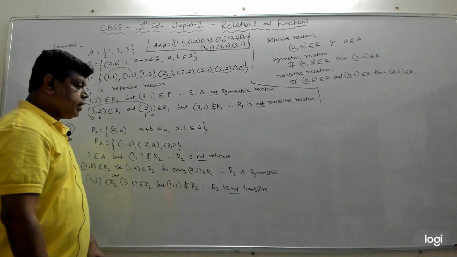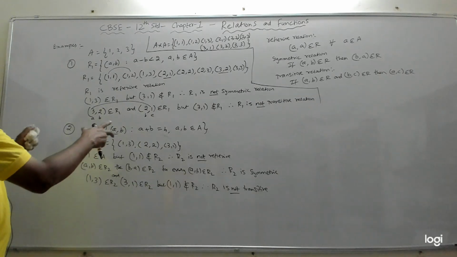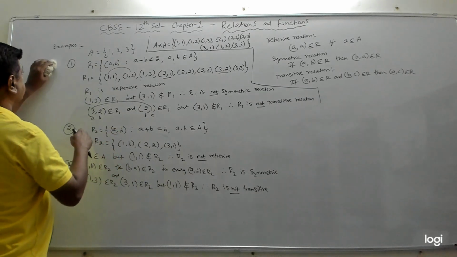Fine. So this is how we say that it is not a transitive relation. Take it down, I will erase this. We will do some more examples. Copy this. Pause the video and copy this. Let me erase this.